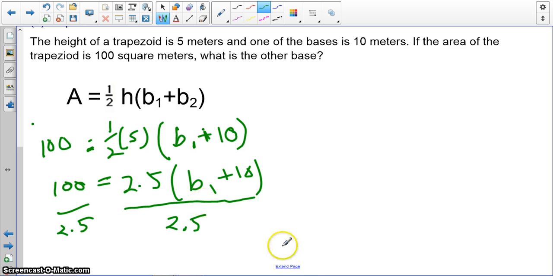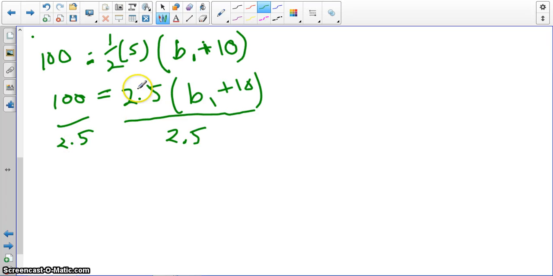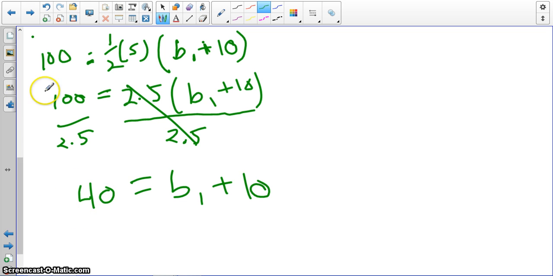And whatever long division you have to do, you could make everything a fraction if you find that easier. Whatever you want to do. This cancels. Turns out this works out to be 40. Okay, 100 divided by 2.5. If you do the long division, or whatever you need to do, you'll get 40. Maybe I'll do that kind of off screen after I pause, and just so you see the work. But anyway, last but not least, we subtract 10, and so we get the base has to be 30. The other base has to be 30. I don't know what, meters.